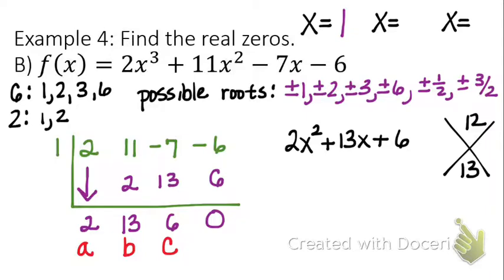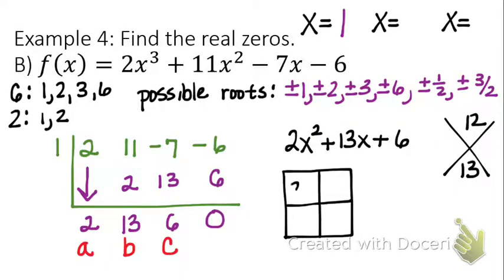Now for this one, you do need to make a box because A is 2. So the 2x squared would go here. The 6 would go here. So take a minute, try to finish factoring that down, and then we'll end there. What are the numbers that multiply to 12 and add to 13? Who got 12 and 1 for their 2 numbers? Okay, good. So you put your 12x and your 1x.